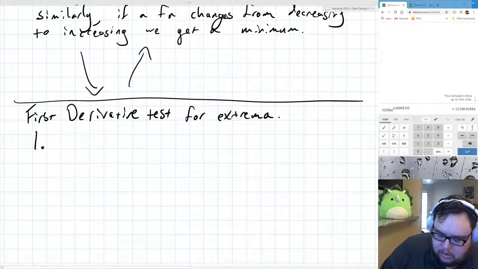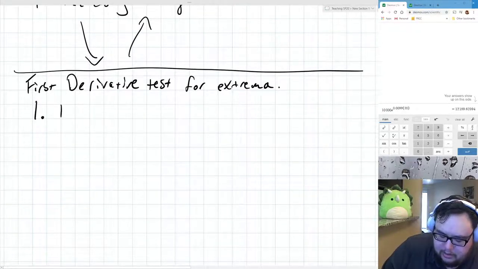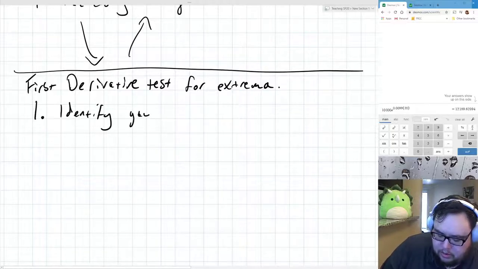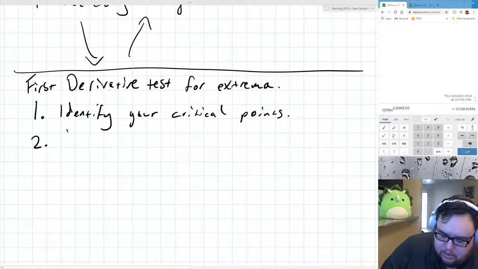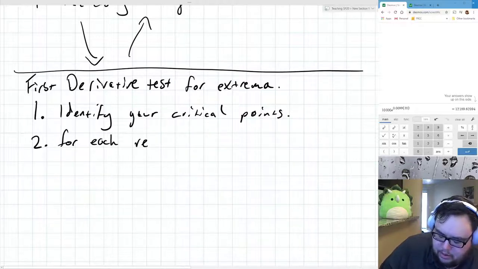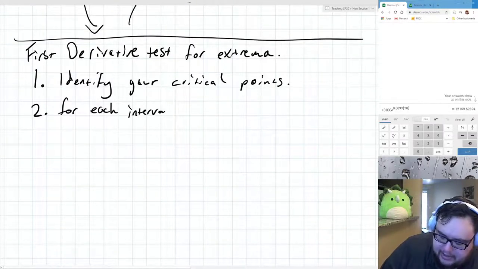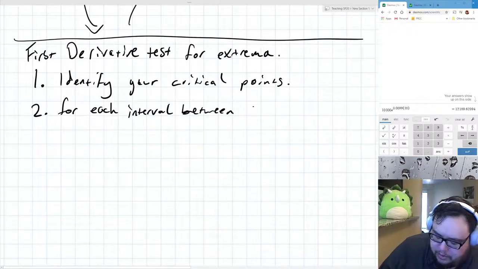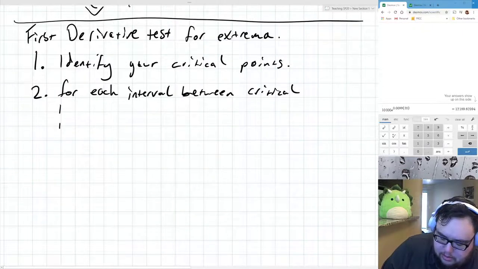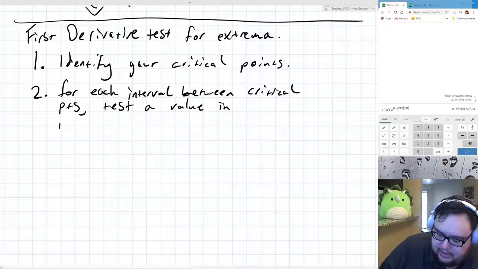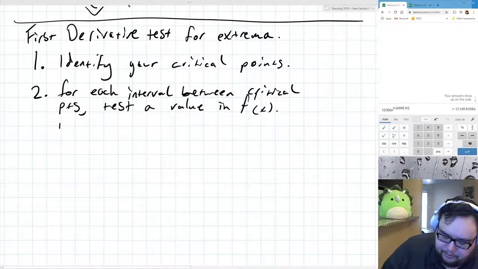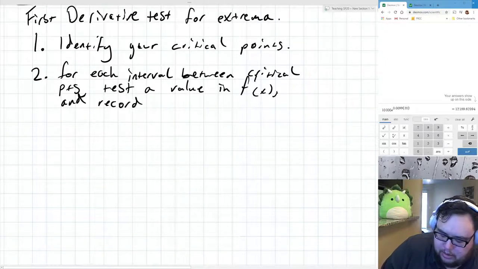So one, identify your critical points. Two, for each interval between critical points, test a value in f prime of x and record the sign.